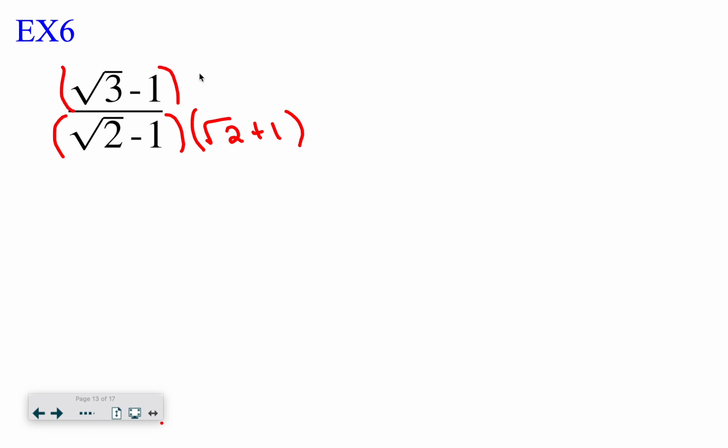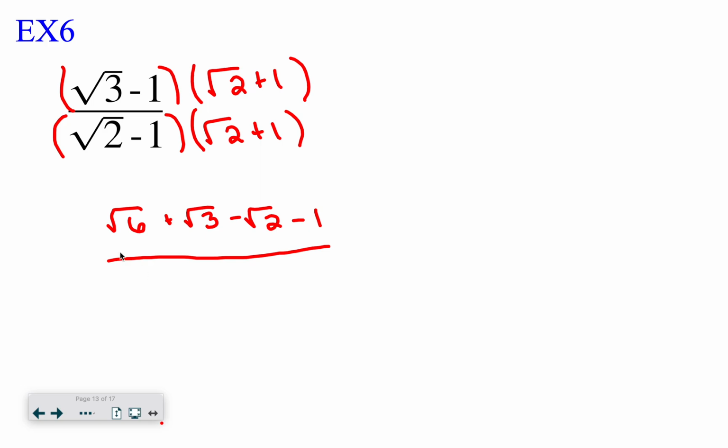Again, this is a distributive property process, FOIL, if that's what you're comfortable with. And we're going to go through the process, right? So root 3 times root 2 is square root 6. The outer product is going to leave us with square root 3. The inner product is going to leave us with negative square root 2. And the last product here is going to leave us with a minus 1.